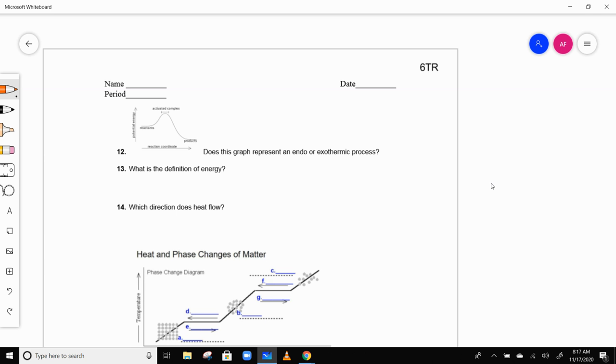Okay. Does this graph represent endo or exo? So this one, the products have less energy than the reactants, so it released energy, so it's exothermic. What is the definition of energy? Energy is the ability to do work or produce heat.